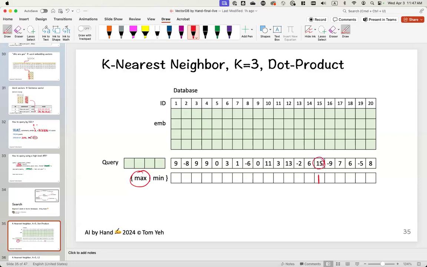So I circle it out. And second pass, I have to go all the way to the beginning and try to scan one more time. And I find 13 to be the second largest. Then scan again. Now I find 11 to be the third largest. So in this case, for dot product, the k nearest neighbor could be computed in this way. Scan 3 times. It's a naive way. There are some other more complex algorithms.